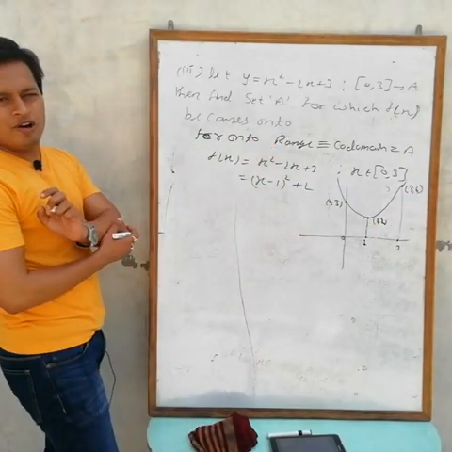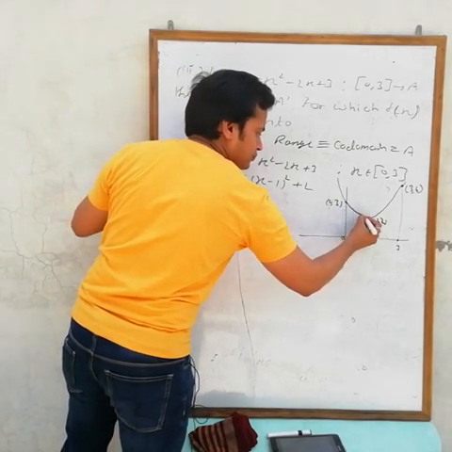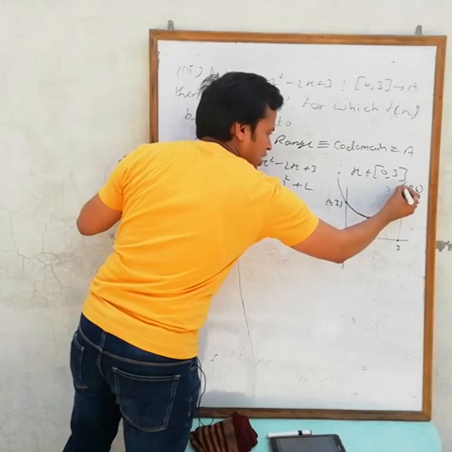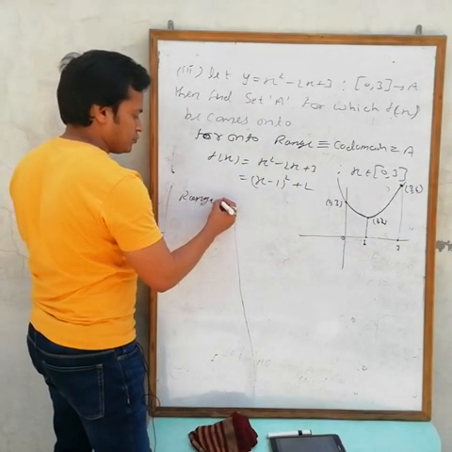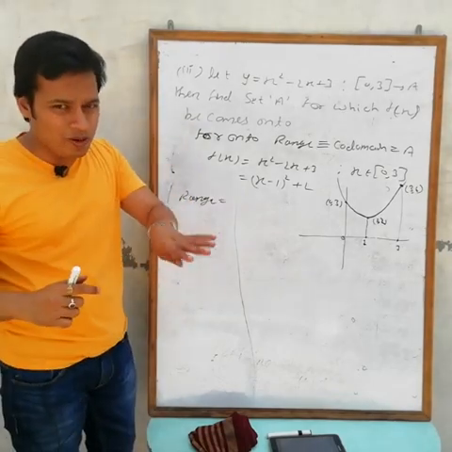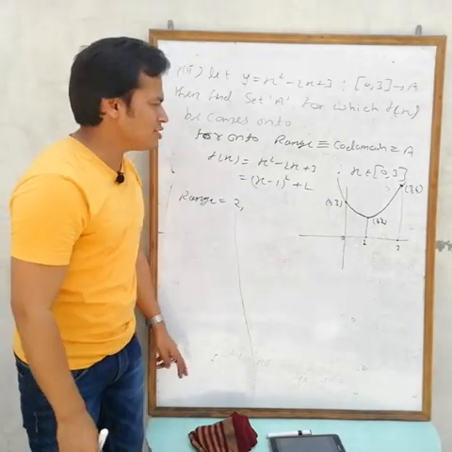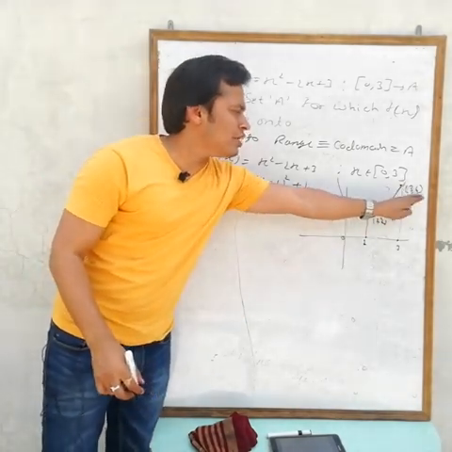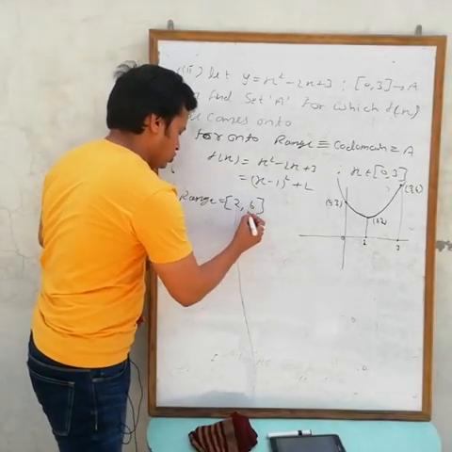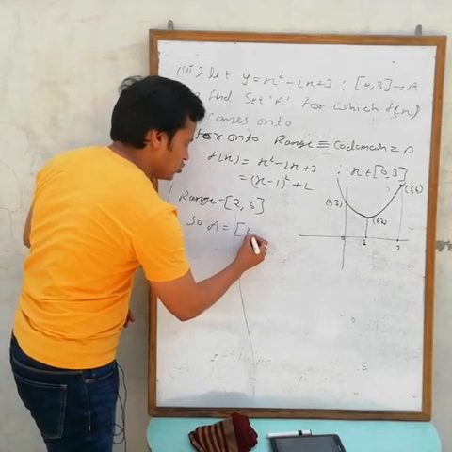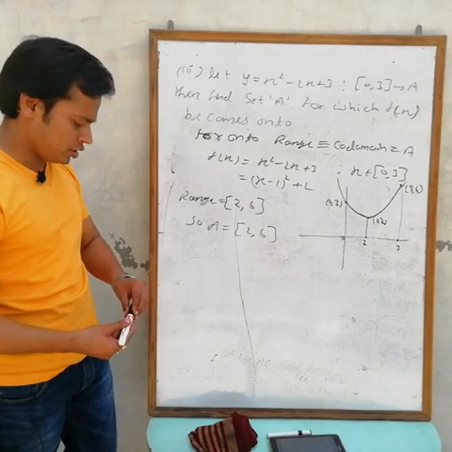So we have x from 0 to 3, it means you can take only this part of the graph. Only this graph, then A equals range. Find the range. Range is minimum to maximum. The minimum value is this one, that is 2, and the maximum value is this, that is 6. Y, not X. So A is equal to 2 comma 6. Okay, done. Write down.